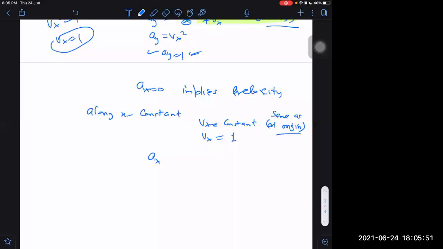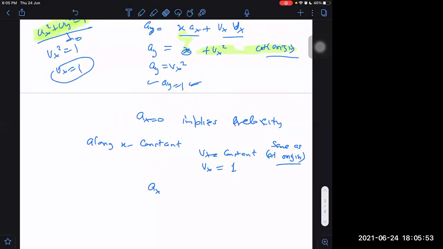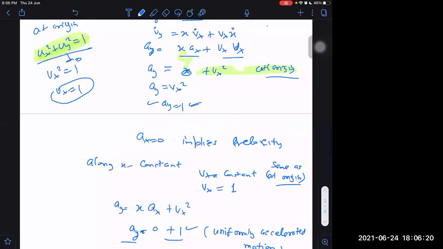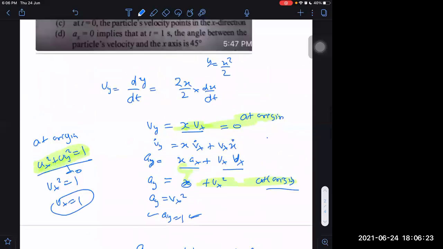What will be Ay? Let us check once. Let me write the formula of Ay. Ay came out to be equal to A before we have derived, x into Ax plus Vx square. But Vx square is always 1 and Ax is always 0. So Ay is always 1. It is constant acceleration. It is uniformly accelerated motion. This only. Next, this is also done.